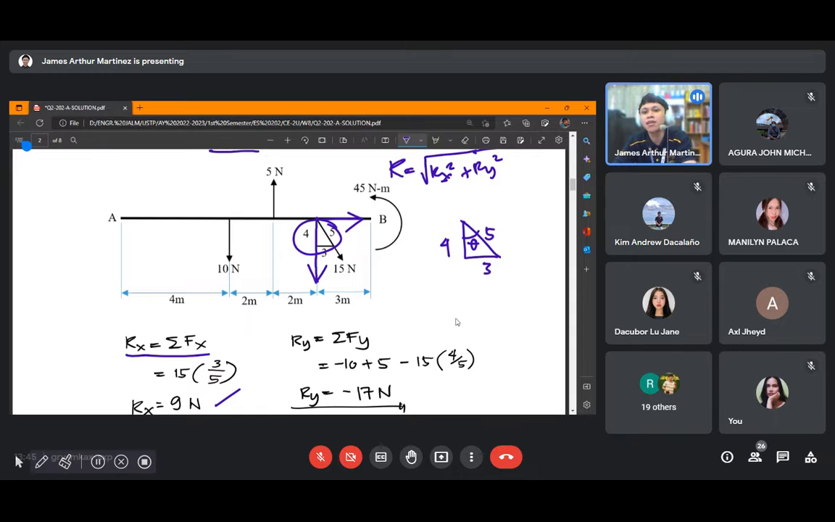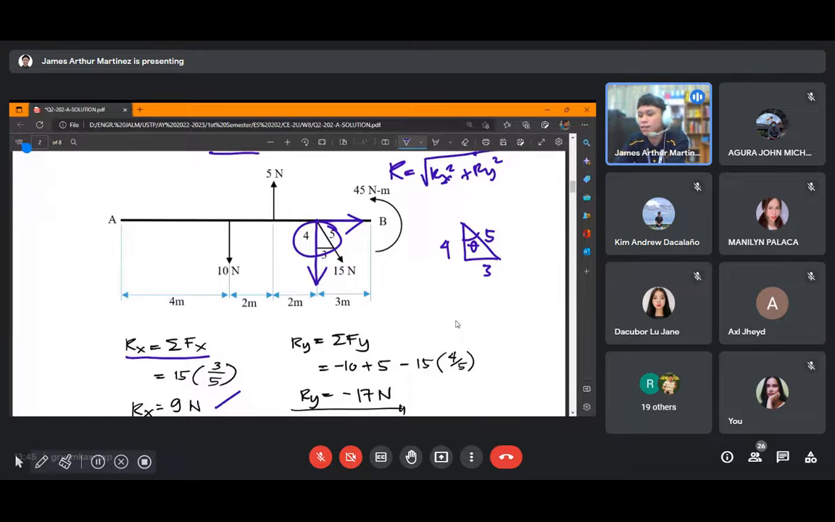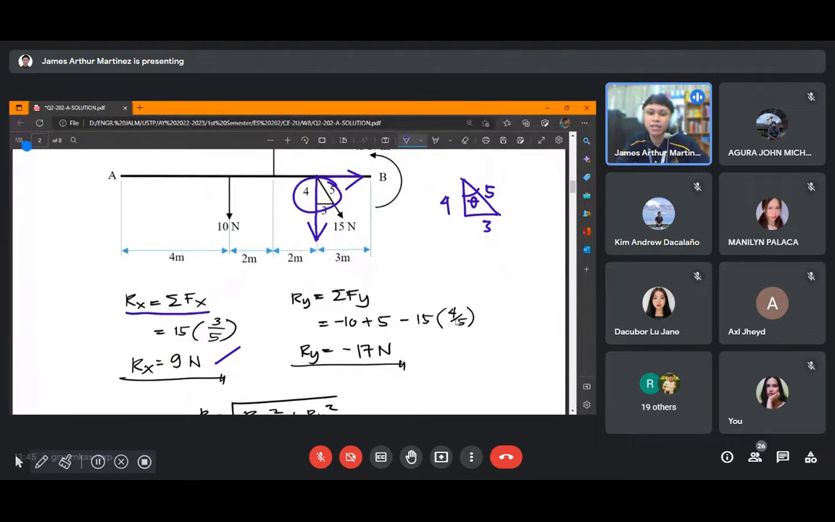Instead nga kaon pa nato ang angle theta, pwede na nato gamiton ang relationship mismo no sa sine, cosine and tangent function. Okay? So 15 times 3 over 5. So 3 since we are after the x component no over 5 as the hypotenuse. So Rx therefore is equal to 9 newtons.